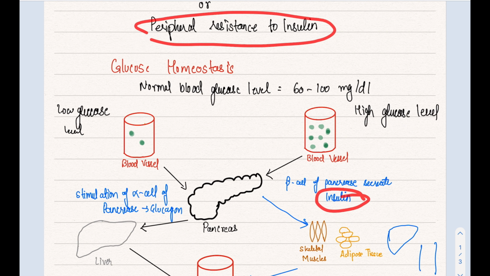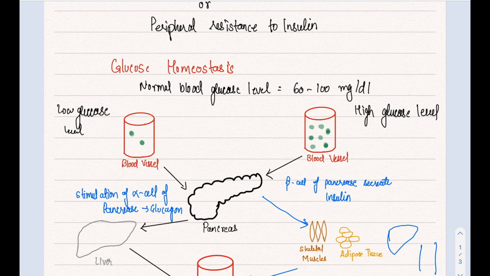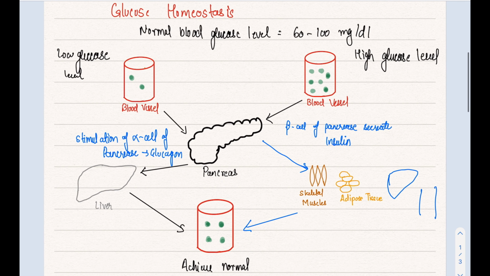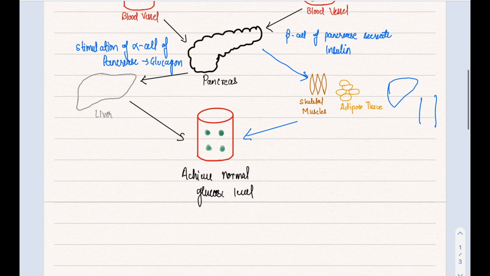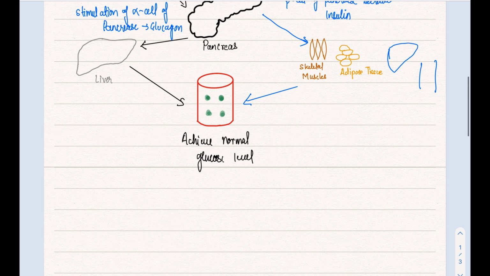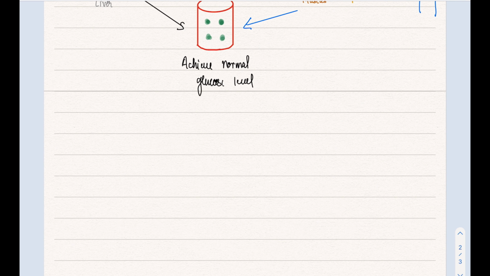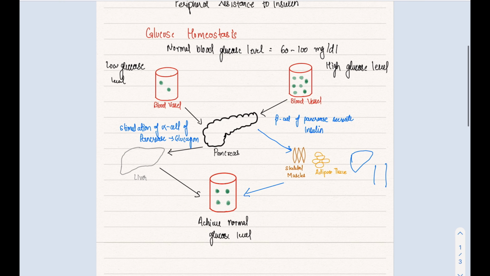So either you have a deficiency of insulin, or these cells, the insulin will act on these peripheral cells via a receptor, and if that receptor is damaged, it is resistant to the insulin. That is what we say, there is development of peripheral resistance, which is most commonly seen in obese people. So that is a very high risk group. So that is about the normal glucose homeostasis.